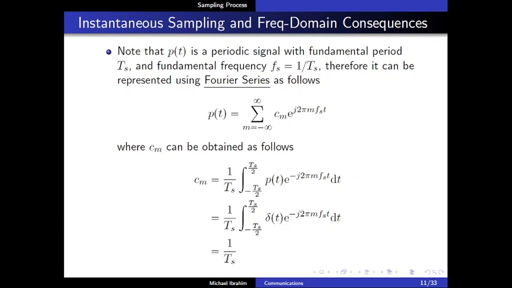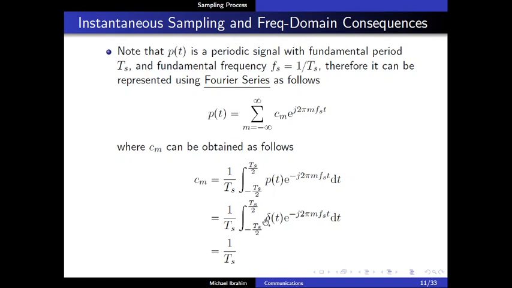So p of t is a train of impulses. We have an impulse at 0, at Ts, at 2Ts. Now, if we choose the interval to be from 0 to Ts, for instance, we will be having a problem because we have an impulse at 0 and another impulse at Ts. But now that we have chosen the interval to be from minus Ts by 2 to Ts by 2, the impulse is lying in the middle of the integration interval. Now it's going to be easier.